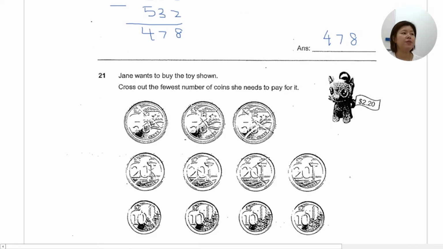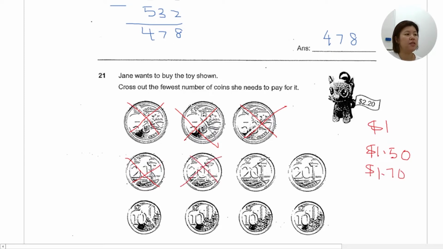Next, Jane wants to buy the toy shown below, which is $2.20. So how many of it must she cross out to pay for it? So we take the bigger number first. 50 cents plus 50 cents is $1, and another 50 cents. So now it's $1.50, and I cross another 20 cents, so it's $1.70.